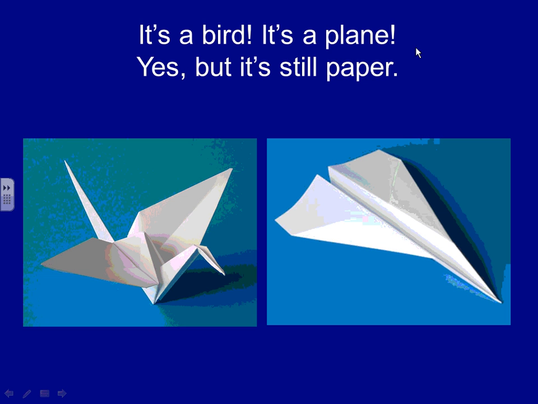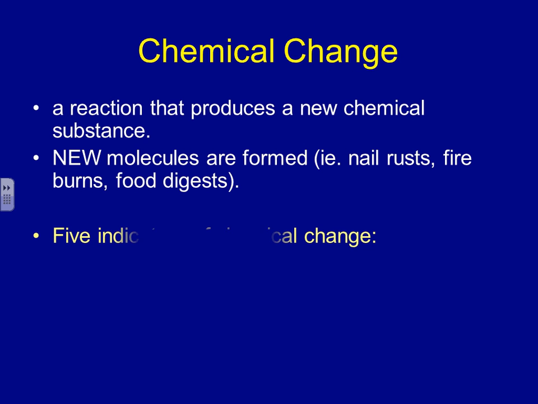All right, so here we go. Look here. It's a bird. It's a plane. Yes, but it's still paper. Miss Weed is the teacher who made these up, and she was kind of a joker, so she put all that stuff in there.